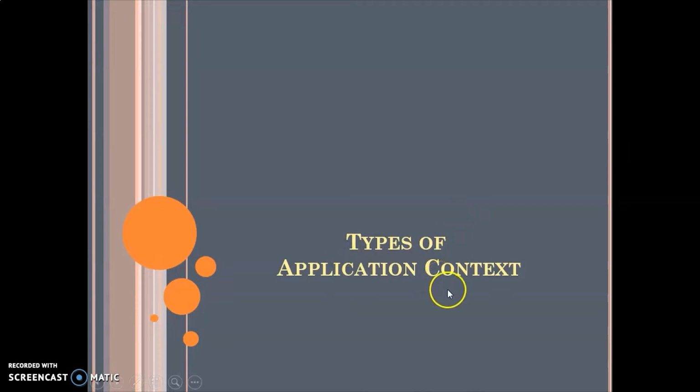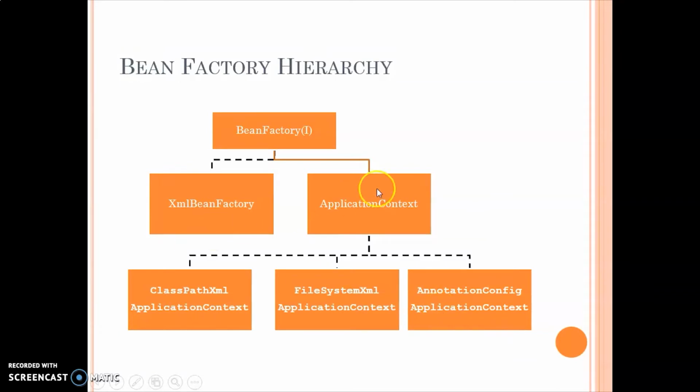In today's video, we will be talking about types of application context. In our previous video, we had spoken about application context in detail, wherein we had seen what exactly is application context. We had also spoken about what is bean factory, and how bean factory and application context are same or different from each other. Also, we had spoken about the three primary implementation classes: ClassPathXmlApplicationContext, FileSystemXmlApplicationContext, and AnnotationConfigApplicationContext. Right? So we had spoken about these different classes.